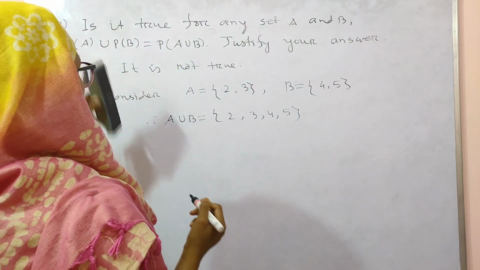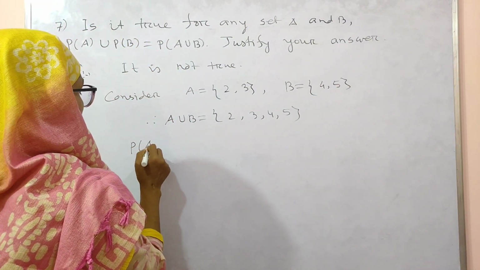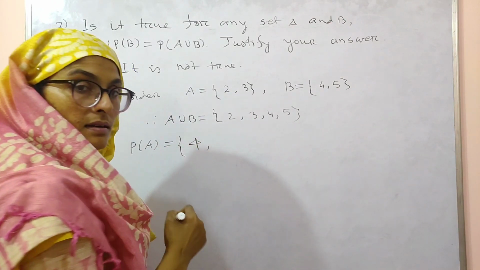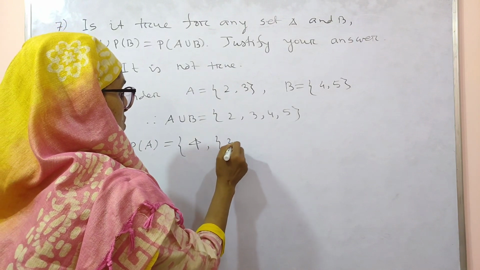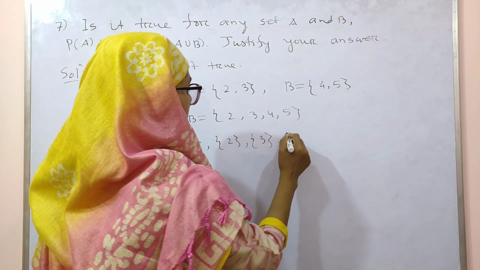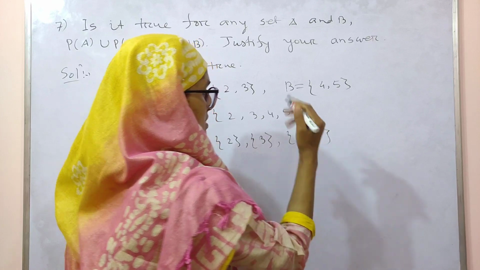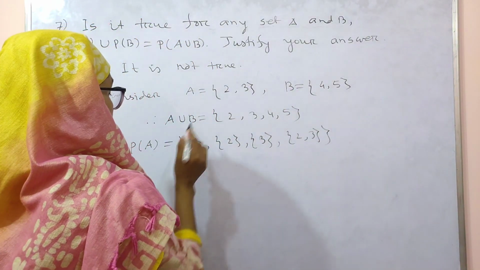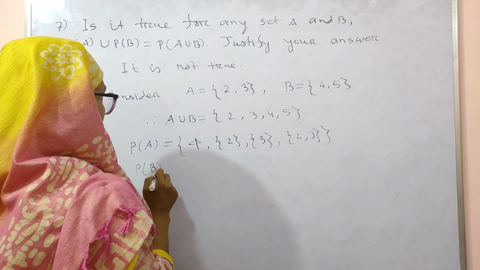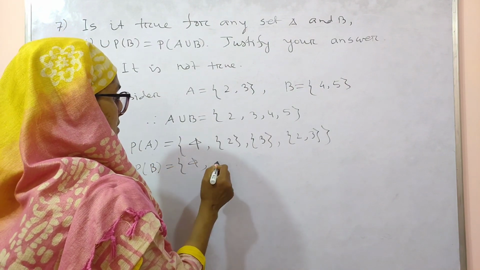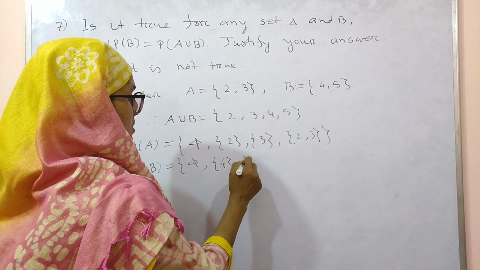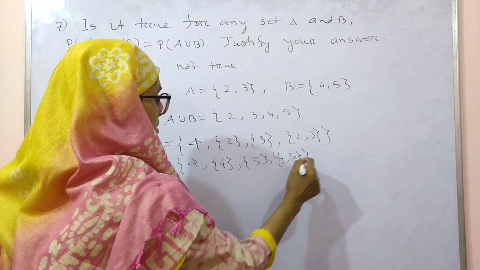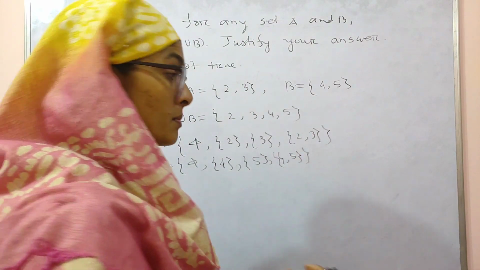And the power set of A, you will get the empty set, next {2}, next {3}, next {2, 3}. These are the subsets of A. Next, the power set of B, you can write the empty set, {4}, {5}, {4, 5}. This is the power set of B.